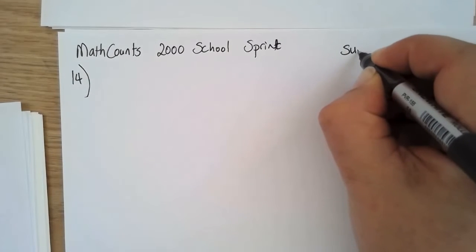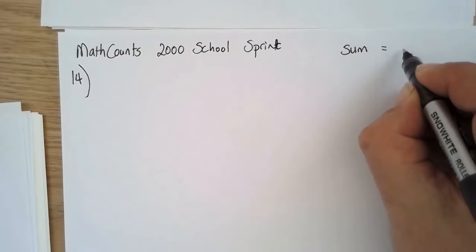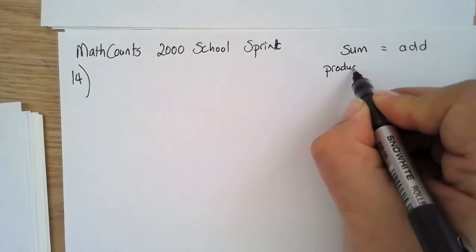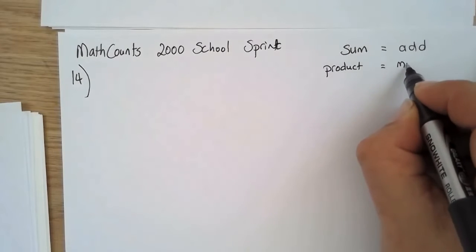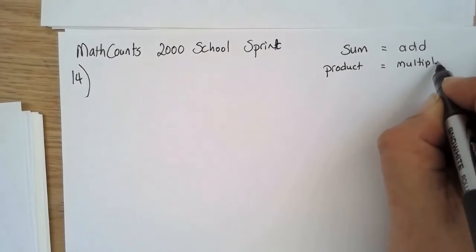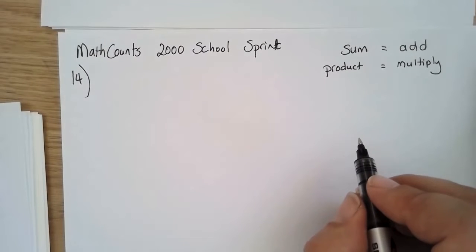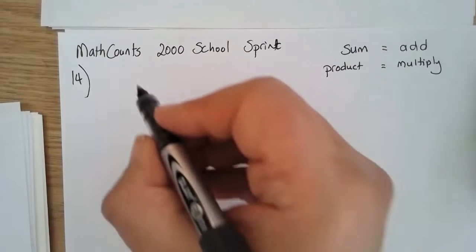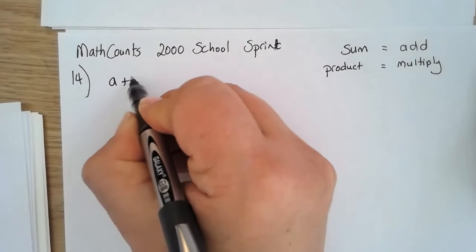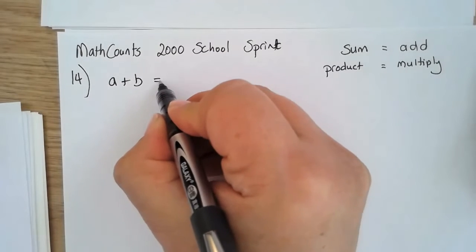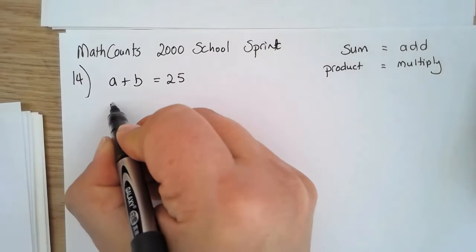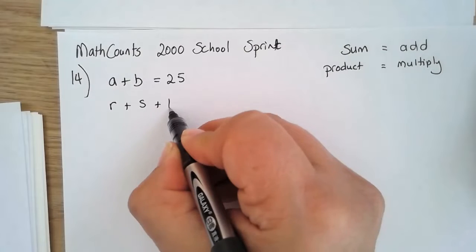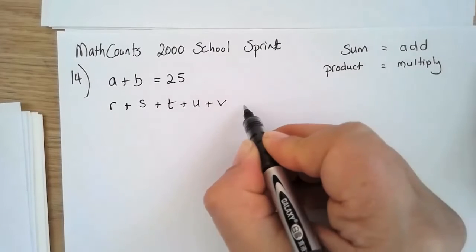So we've got the word sum. Sum means add. We also have the word product, and product means multiply. So we need to go through this step by step. We are looking at a number that equals 25. We can have it with 2 numbers added together that make 25, or we can have 5 numbers, 1, 2, 3, 4, 5.